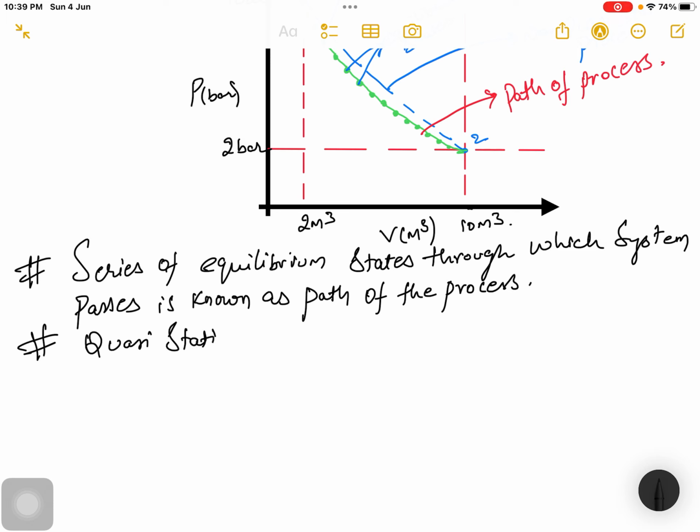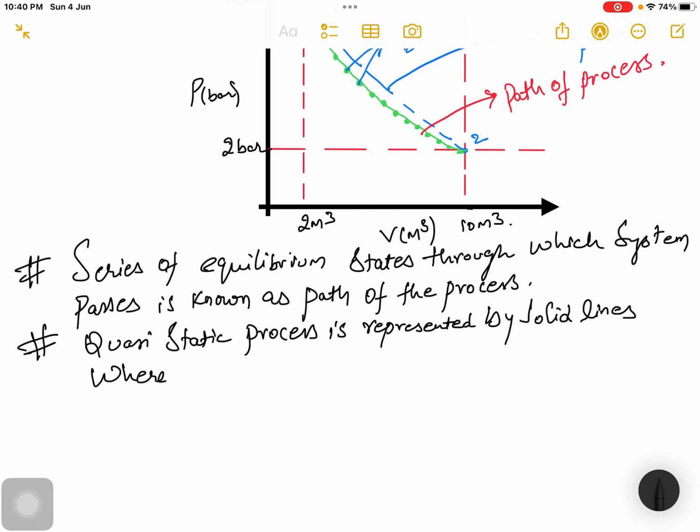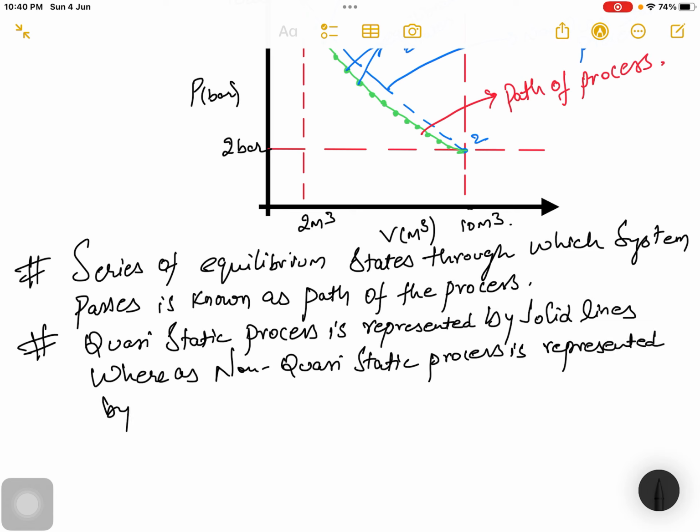And I told you that a quasi-static process is represented by solid lines, whereas a non-quasi-static process is represented by dashed lines.